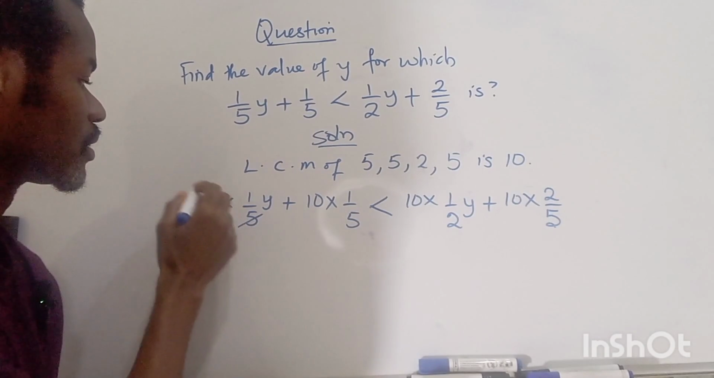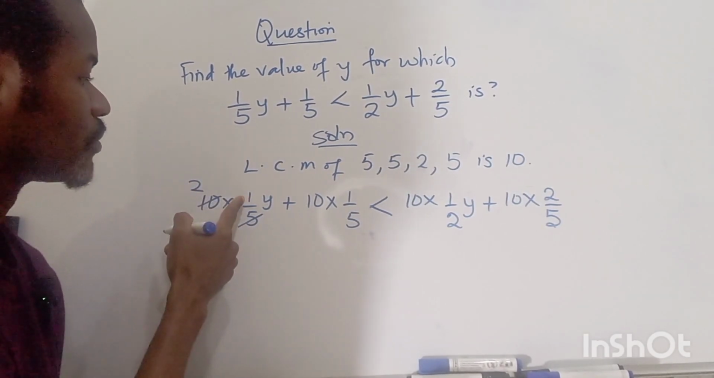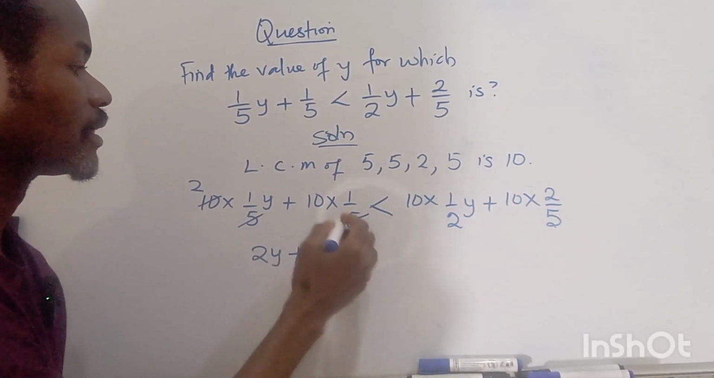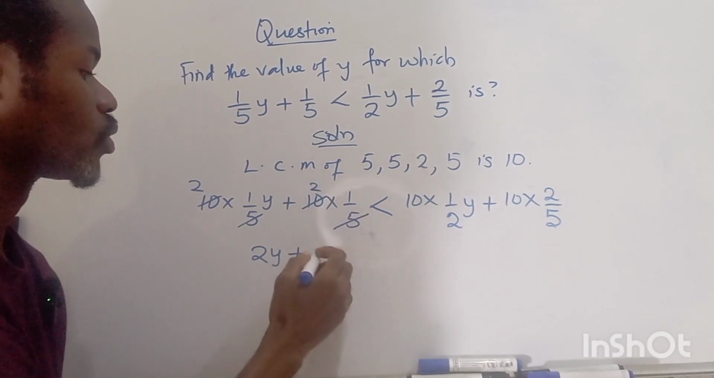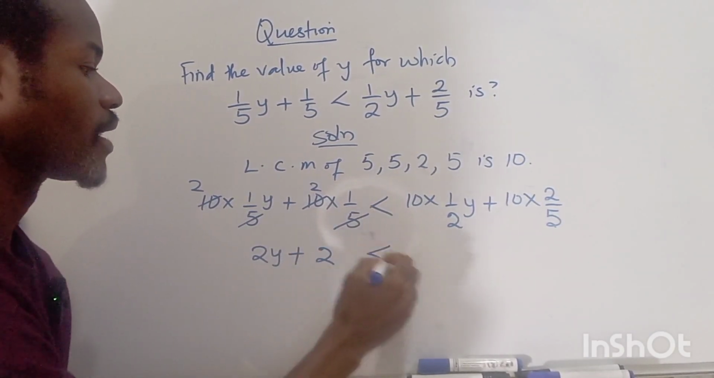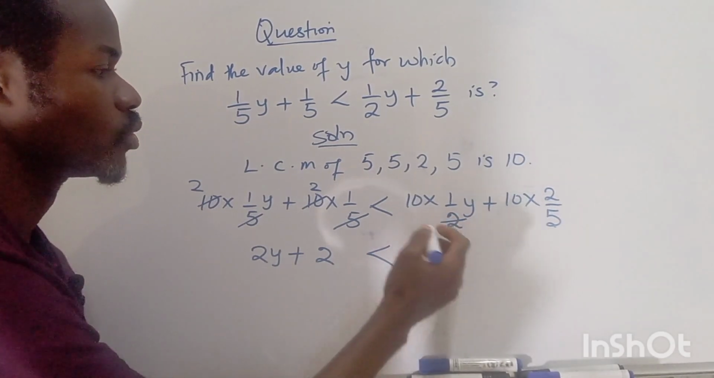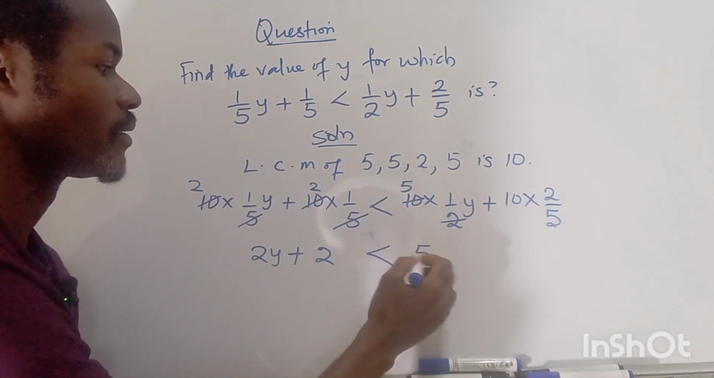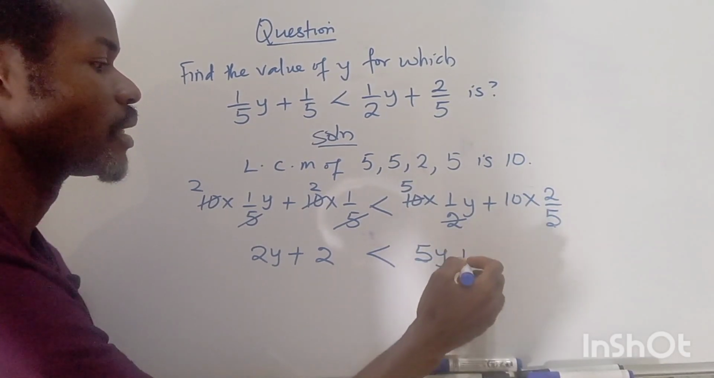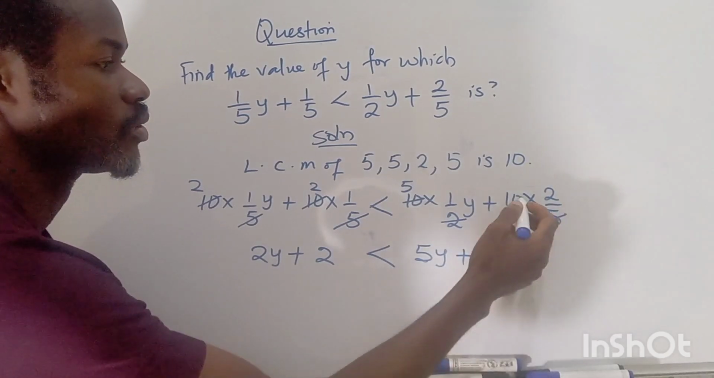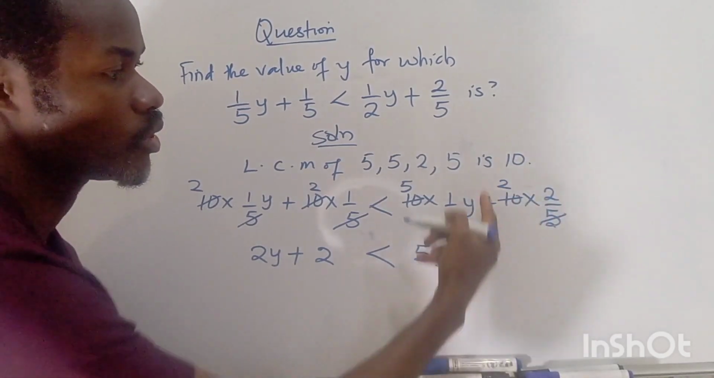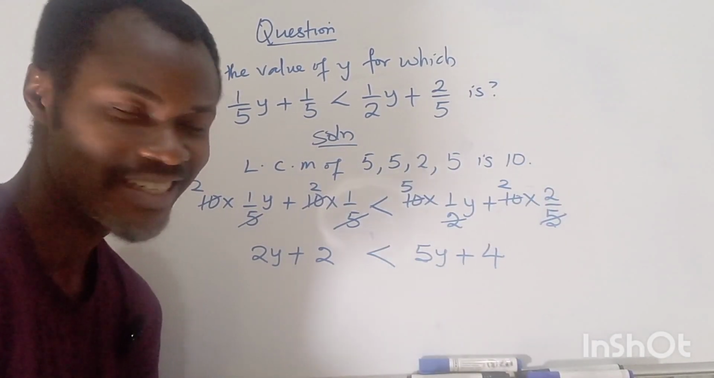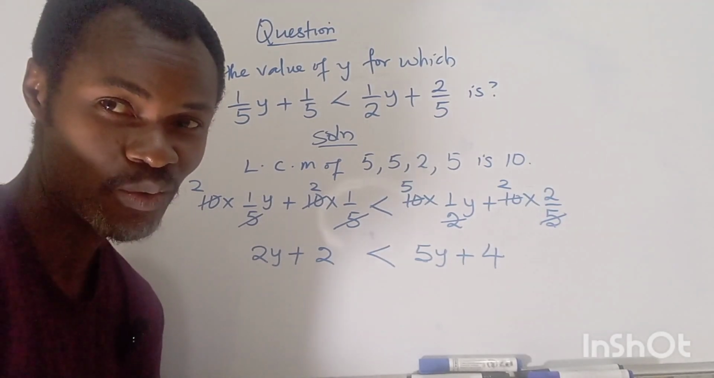This cancels, this is 2. So 2 times 1y gives us 2y, plus, this cancels, this is 2, 2 times 1 is 2. We have our less than. 2 cancels, this is 5, 5 times 1y is 5y, plus 5 cancels, this is 2, so 2 times 2 is 4. Now that we are at this stage, it becomes simpler to solve.